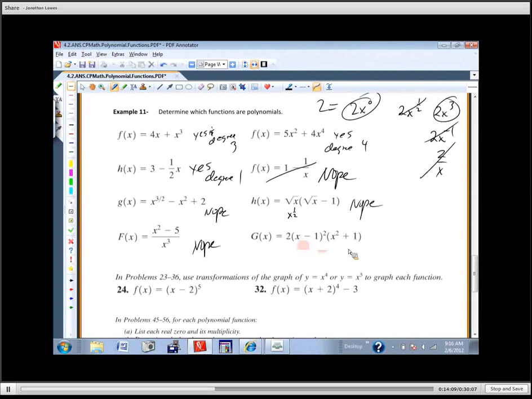And how about this one? It's written a little bit weird, but is that a polynomial? That one is a yes, because if we multiplied everything out, what would the leading term be? Don't say anything out loud. What would the leading term be on this polynomial once we multiplied everything out?